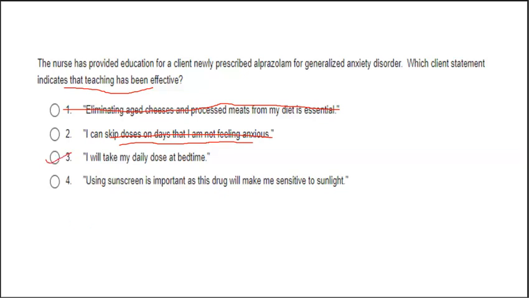And how about 4? Using sunscreen is important as this drug will make me sensitive to sunlight. Again, photosensitivity is a problem with most antipsychotics and many antidepressants, but not with your benzodiazepine. So I'm going to also eliminate this. Option 3 would be our correct answer.